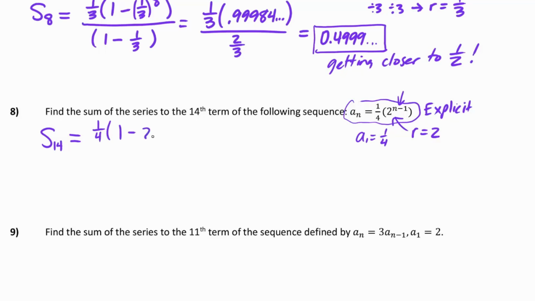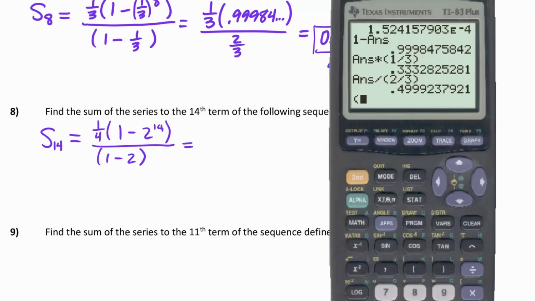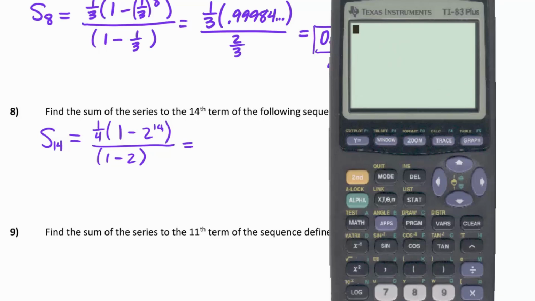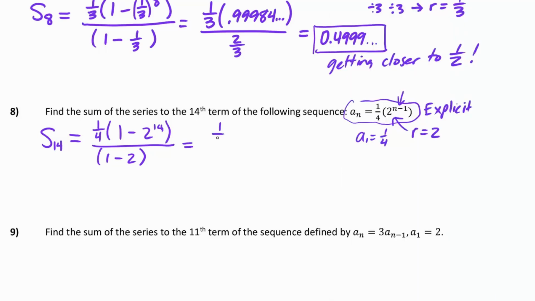So this sum will start with the fourth. It'll have 1 minus, I'm doubling, so I need to take that to the 14th power, since there are 14 numbers in my series. And then the bottom is also 1 minus 2, but there's no exponent there. So if we type this in, let's clear everything out so you guys can see that. So 1 minus 2 to the 14th power. This should be like taking 1, subtracting a very, very large number. So I'm expecting a negative amount, negative 16,383.